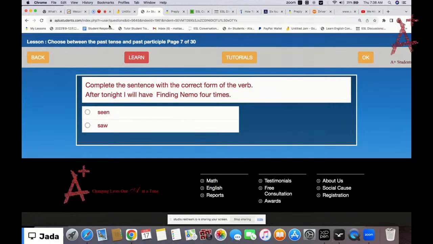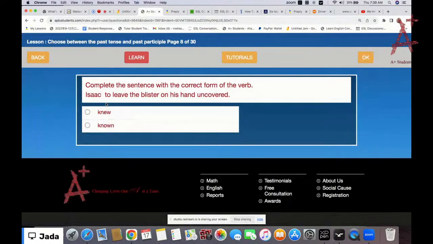After tonight, I will have dash Finding Nemo 4 times. So what do you think is the answer here now? So which is the correct answer here? So after tonight, I will have seen or saw. Okay, I would have seen. Okay, let's see, seen. Great answer. All right, so now this is the last one that we're going to do together.